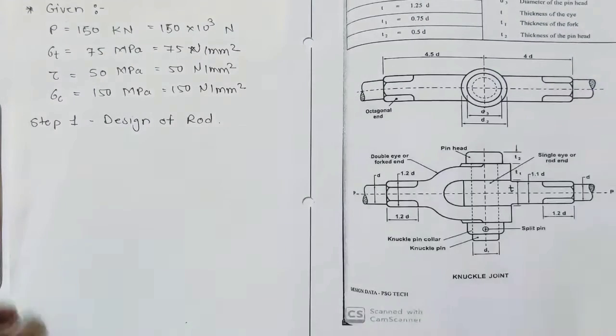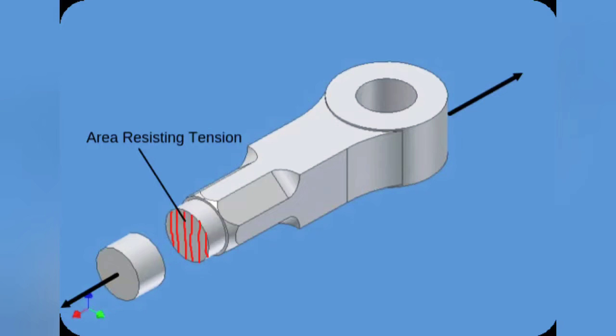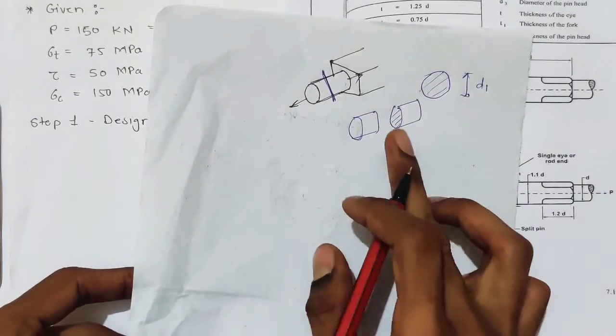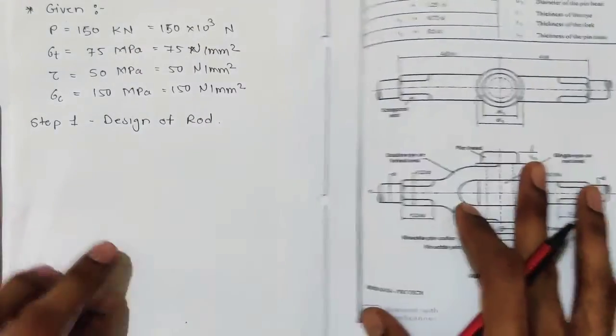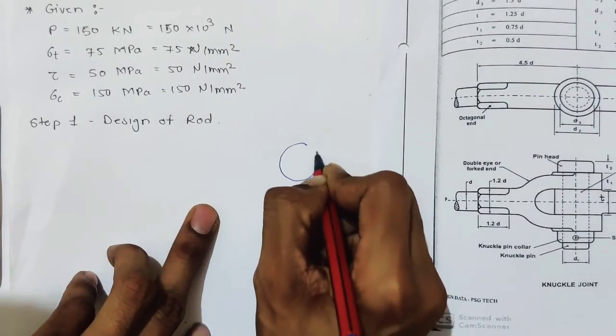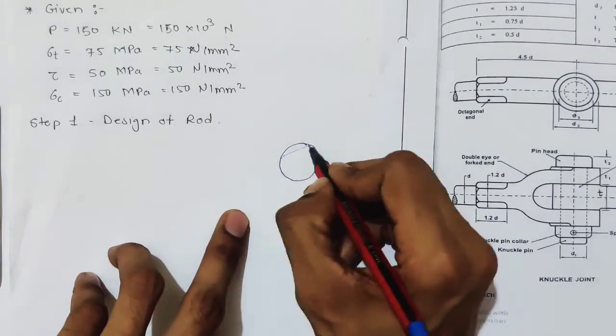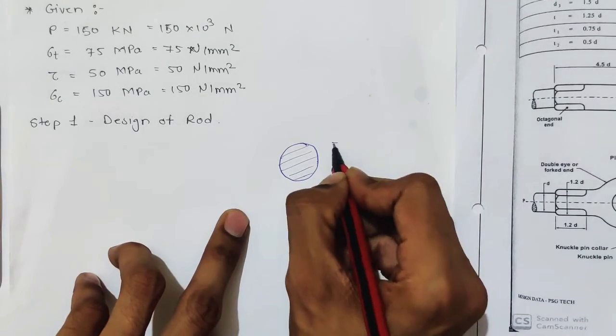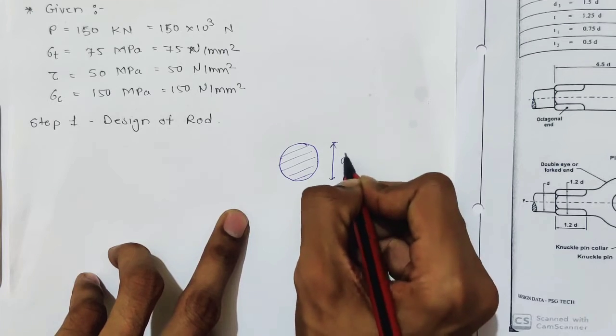Now here is a 3D diagram where you can see the resisting area. It is very easy to view or understand in 3D diagrams. You don't have to draw the 3D diagrams in the question paper. What you have to do is just draw a simple 2D diagram or simple failure cross-section area. Now this is the failure cross-section area. It is having diameter D1.